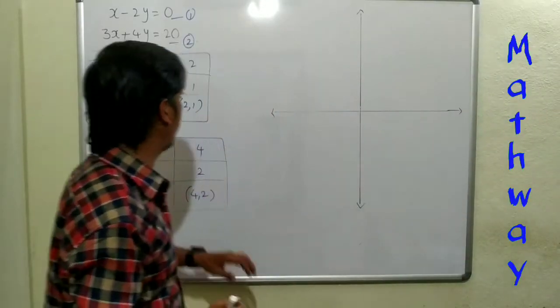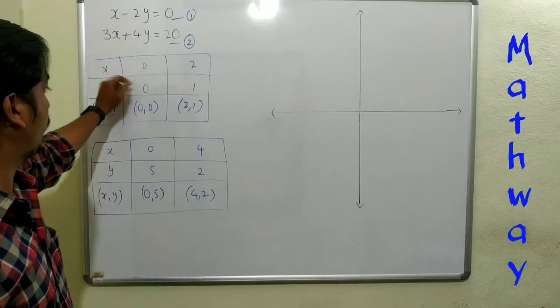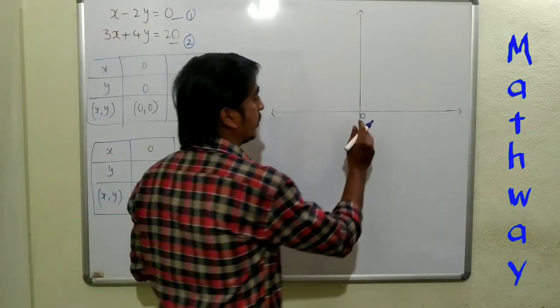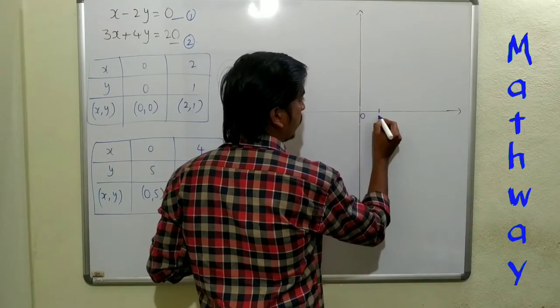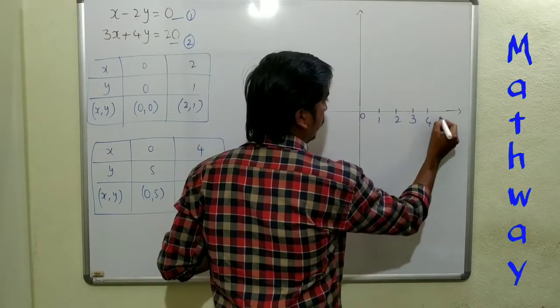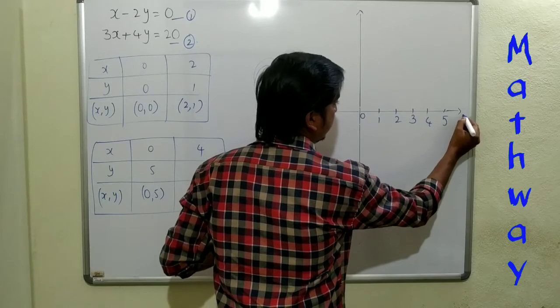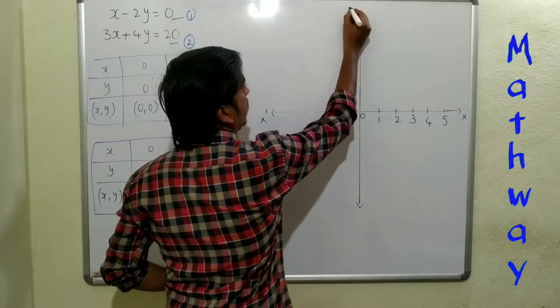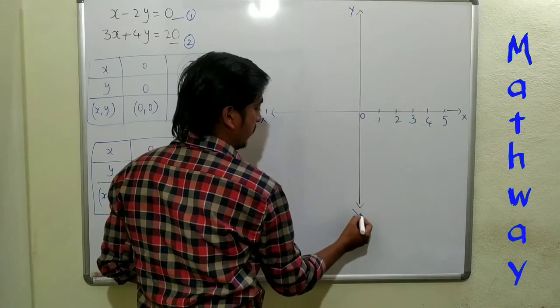Here all the values are simple values, from 0 to 1. So take each 1 centimeter as 1 unit. So here the origin is 0, then 1, 2, 3, 4, 5, and so on. So this is the x-axis, it is x dash. It is the y-axis, it is y dash.